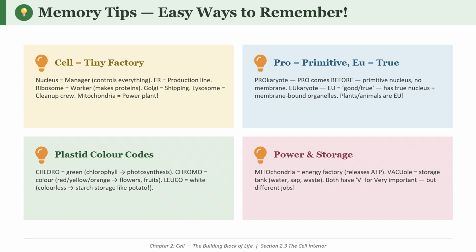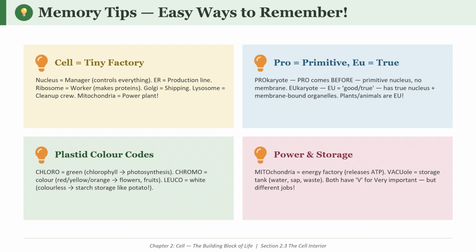So next we are going to see about the primitive and true nucleus. Prokaryote means primitive nucleus and eukaryote means true nucleus. The prokaryotic organisms don't have membrane bound organelles. Yes, the eukaryotes have membrane bound organelles. Example, plants and animals.